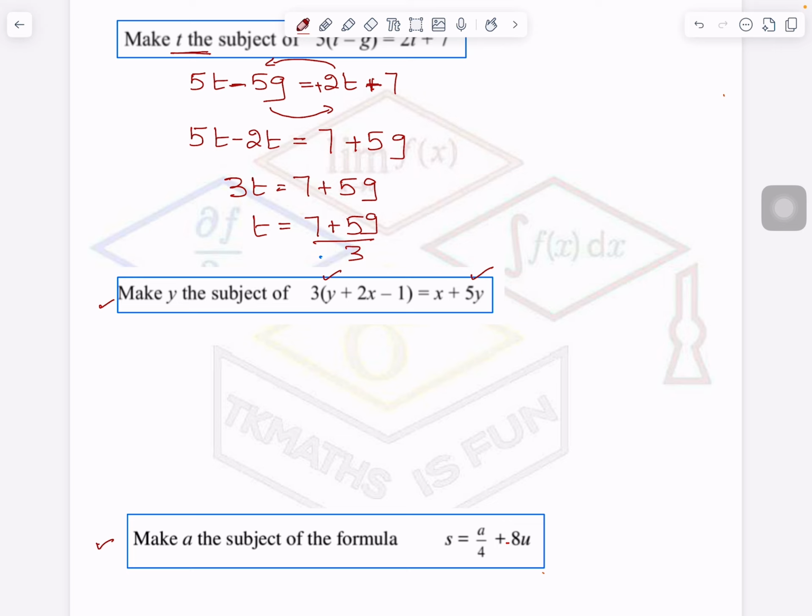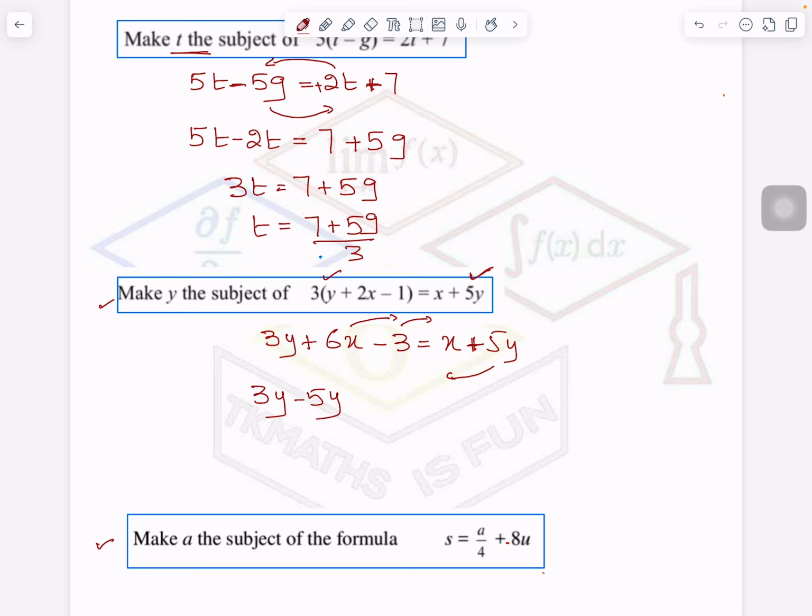So let me expand the bracket now. The reason I have already told you, because there is 5y also. So I will bring both the terms of y on one side. 3 multiplied by 2x is 6x, minus 3 ones are 3. So now this 5y I will bring to this side and all the rest of the terms I will take to the other side. So 3y minus 5y.